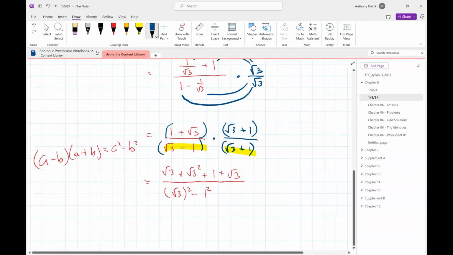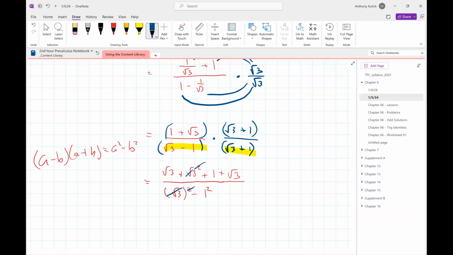Okay? So the squares cancel the square roots. And then in the bottom, I have 3 minus 1, so that's going to be 2. In the top, I have 3 plus 1, that's 4. And then if I take one root 3 and I add another root 3 to it, how many root 3s do I have? 2 root 3s.